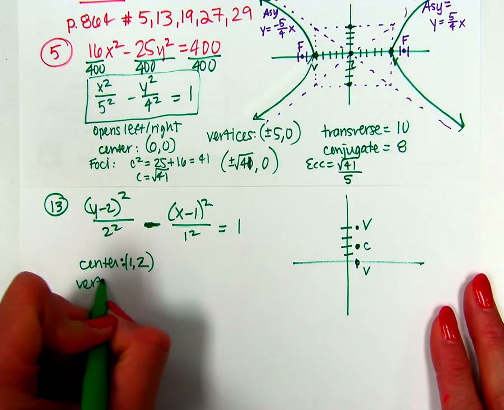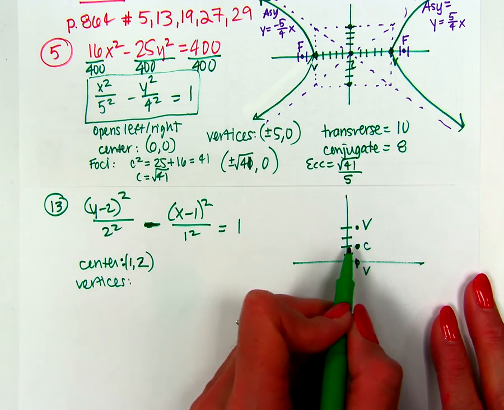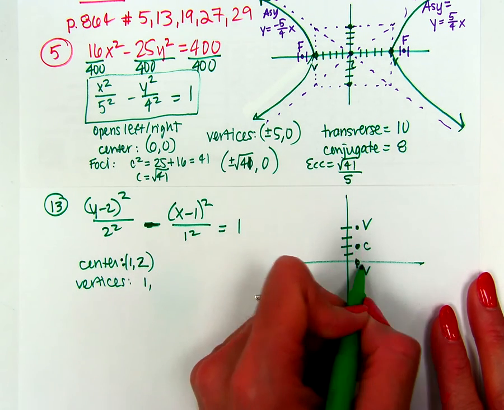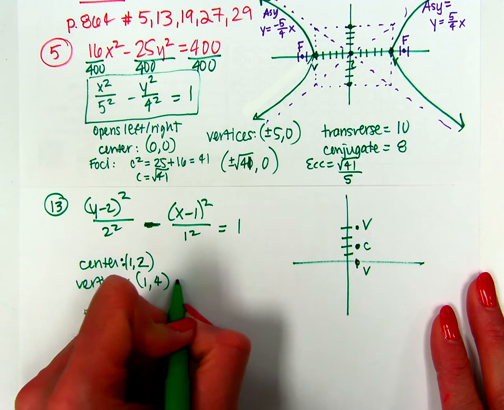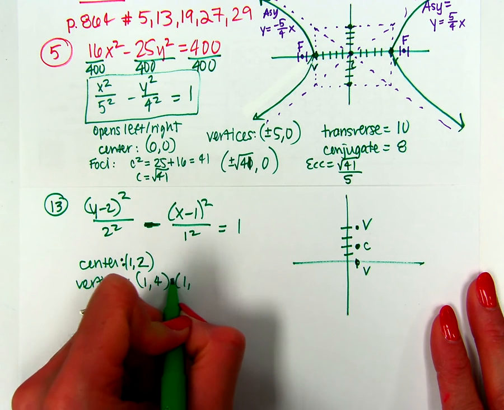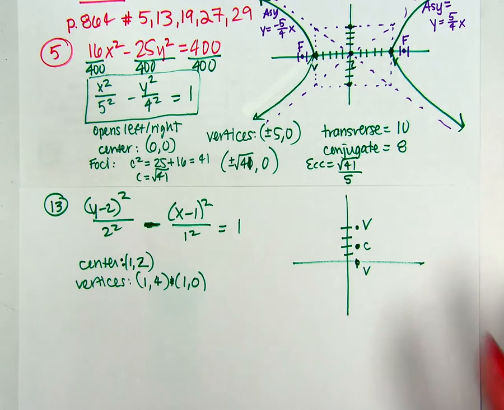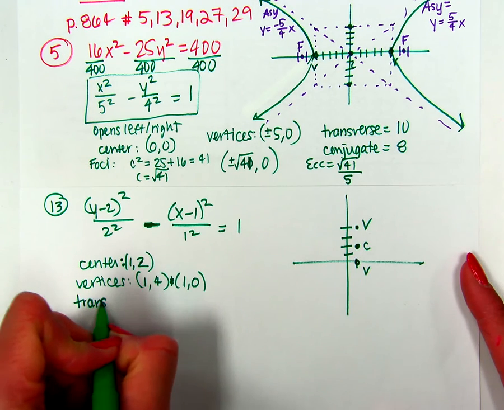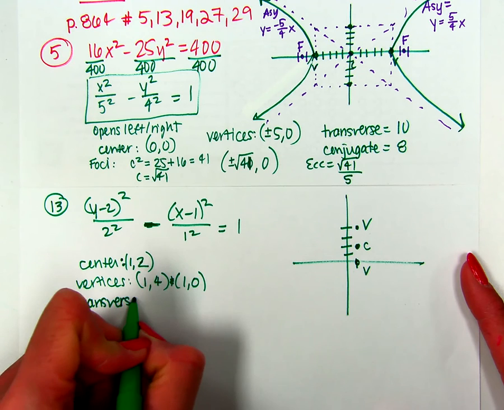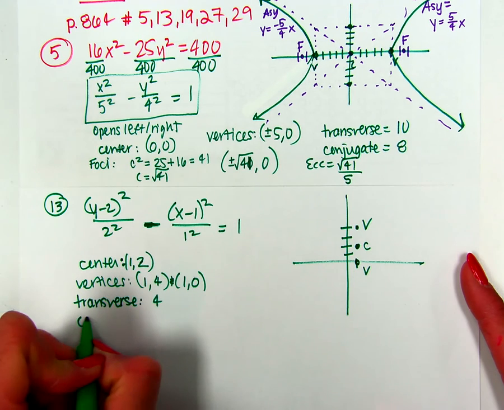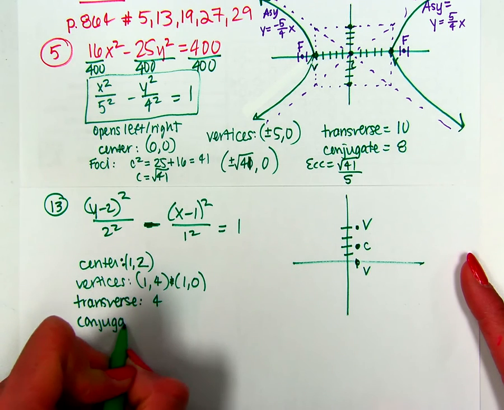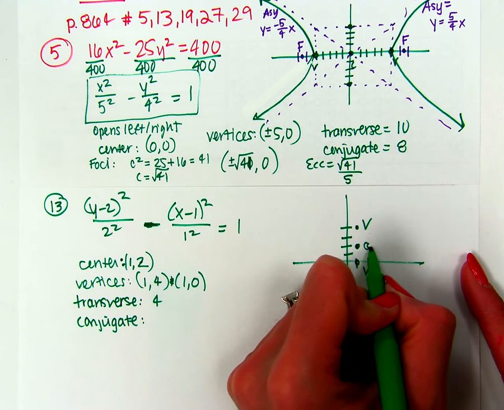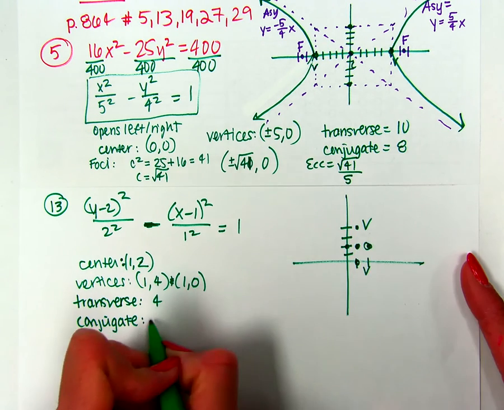So I can list where my vertices are. They are at 1, comma, and then 2 plus 2 and 2 minus 2. So 1, comma 4 and 1, comma 0. All right, my transverse axis, you can count the units, that's 4 units. My conjugate axis, I have to go 1 unit in each direction. So that is 2 units long.